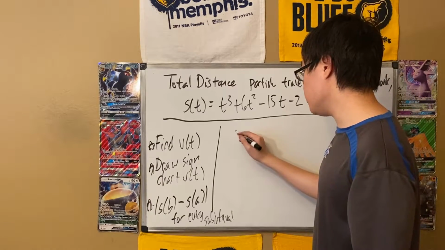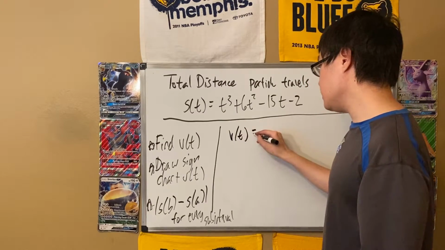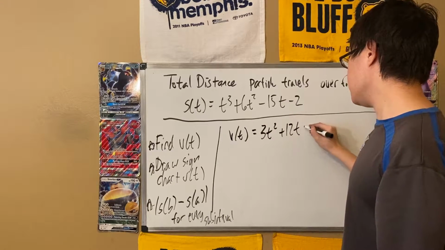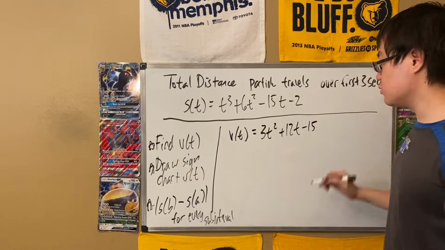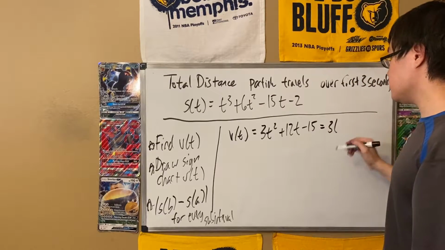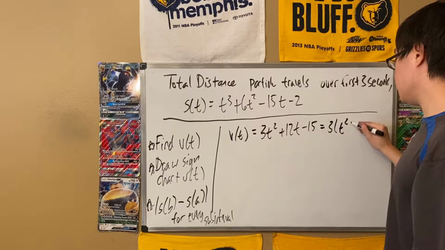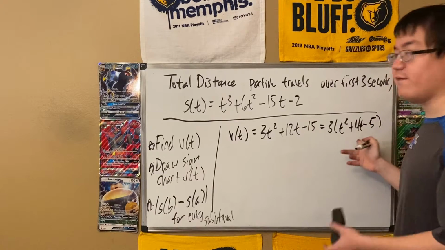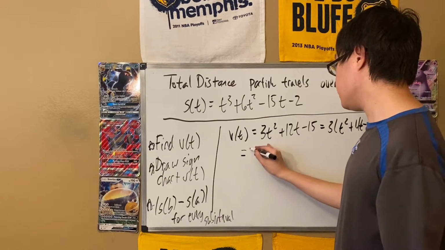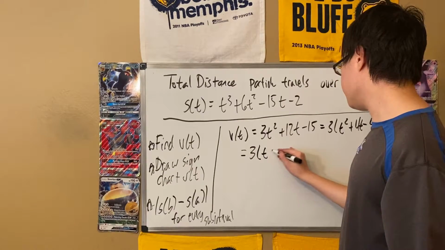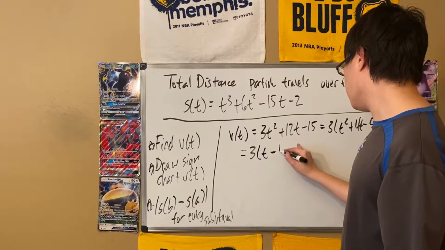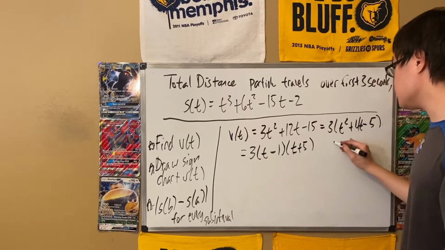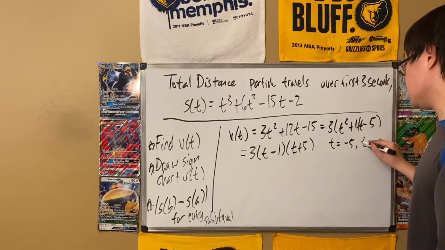The first thing we're going to do is find velocity. So in this case, we're going to do the power rule again: 3t squared plus 12t minus 15. We're going to factor this derivative. So it's going to be 3 times, looks like I can take out a 3, t squared plus 4t minus 5. Finally, I'm going to factor this polynomial right here. So it's going to be 3 times t minus 1, I believe, and then t plus 5. So it looks like my two values are t equals negative 5 and t equals 1.